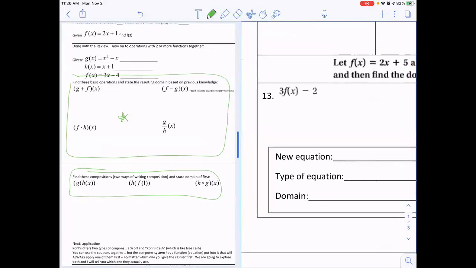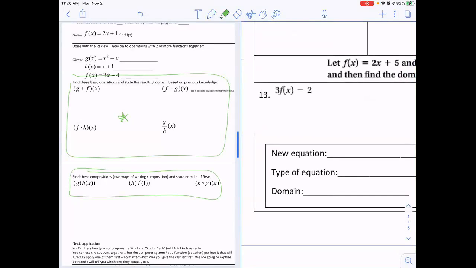What do you guys think you're going to do to the f of x equation? Here's the f of x equation. What do you think you're going to do to it since there's a 3 in front of it? Yeah. So you will multiply or distribute the 3 into the f of x equation.